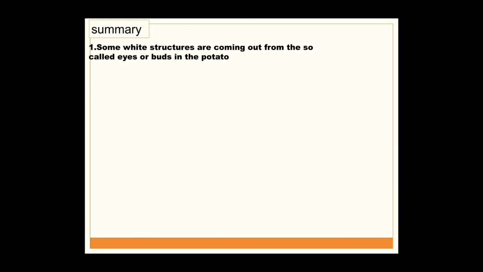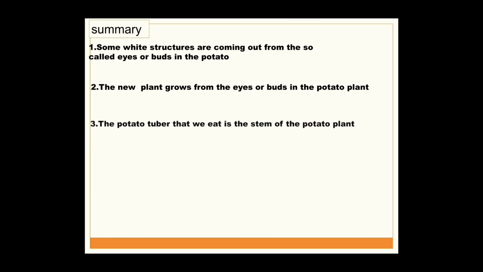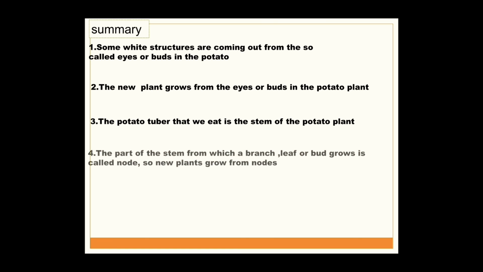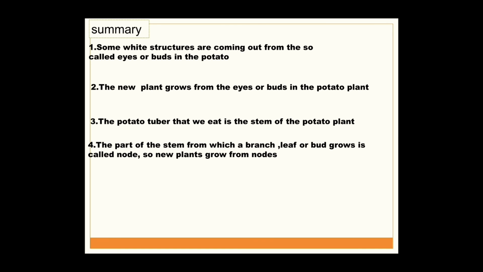Let us welcome back. Now let us summarize what we have learned so far. Point number 1. Some white structures are coming out from so-called eyes or buds in the potato. The new plant grows from the eyes or buds in the potato plant. The potato tuber that we eat is the stem of the potato plant. The part of the stem from which a branch, leaf or bud grows is called node.